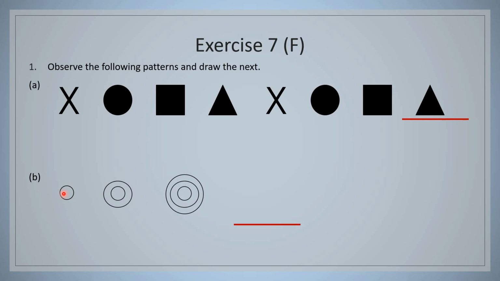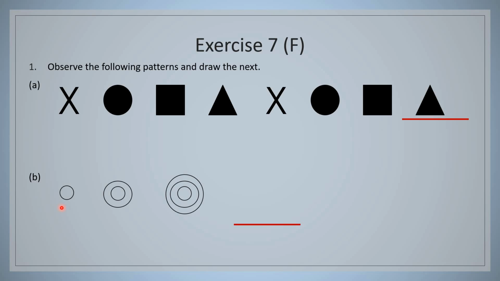Second question. There's 1 circle. In the next sequence, there are 2 circles drawn. One circle is drawn outside the first circle. Then in the third one, there is 1 more circle drawn. So now what will be the fourth one? You will have to draw 1 more circle. So there will be 4 circles.